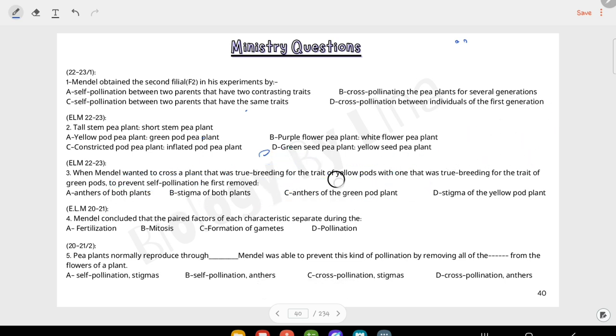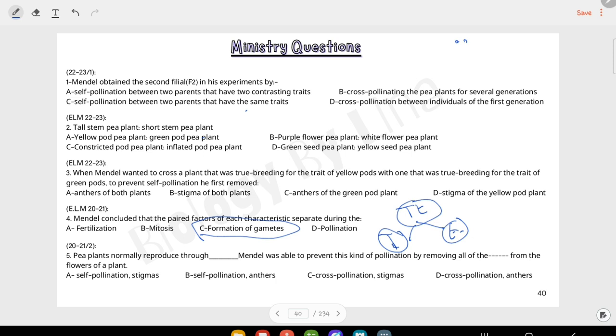Now, for the fourth question: Mendel concluded that the paired factors of each character separate during what? We know that the paired factors, for example capital T and small t, separate during what? This is the law of Mendel, the first law of Mendel. They separate during the formation of gametes. Yes, so it's C.